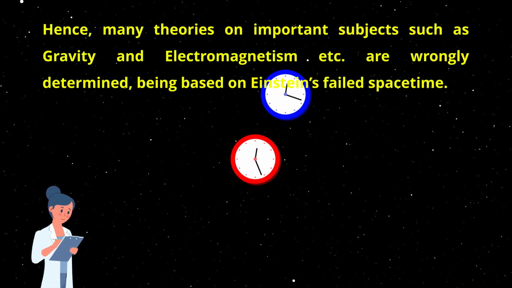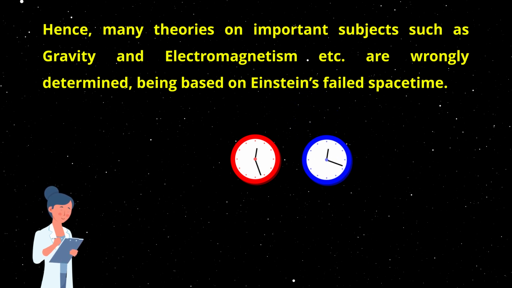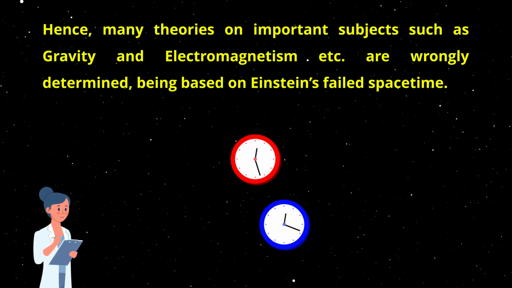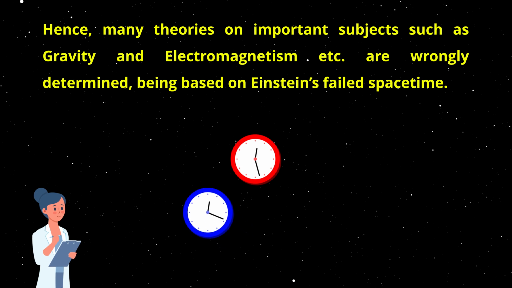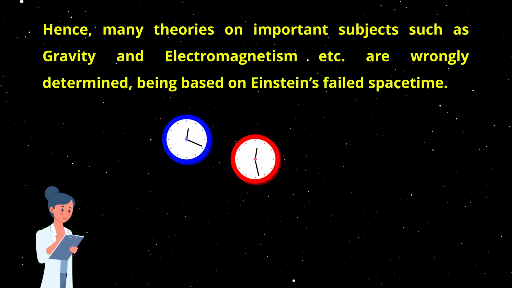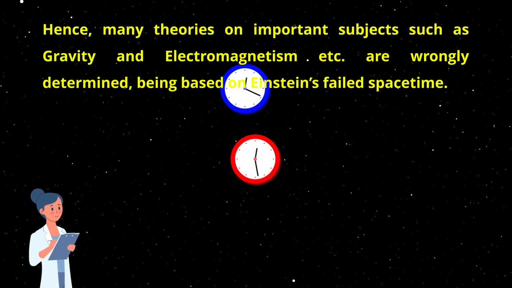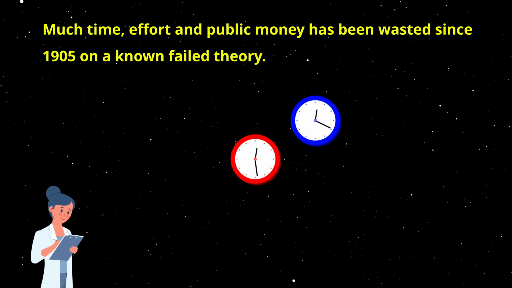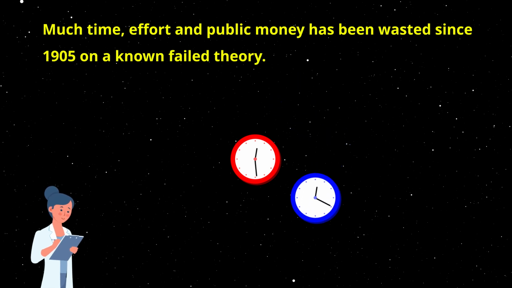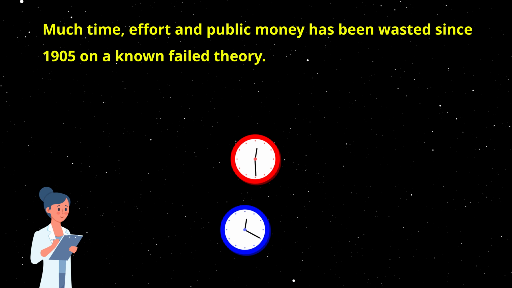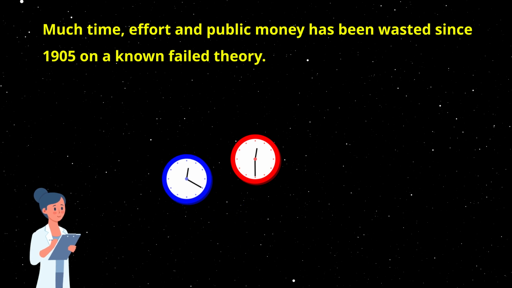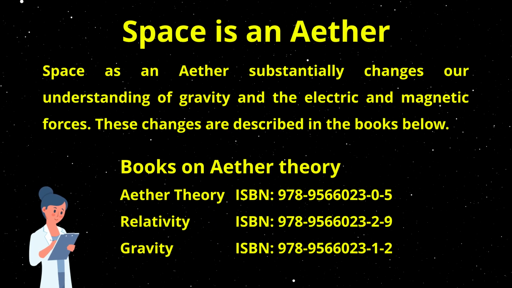Hence, many theories on important subjects, such as gravity and electromagnetism, etc., are wrongly determined, being based on Einstein's failed space-time. Much time, effort and public money has been wasted since 1905 on a known failed theory. Space as an ether substantially changes our understanding of gravity and the electric and magnetic forces. These changes are described in the books below.